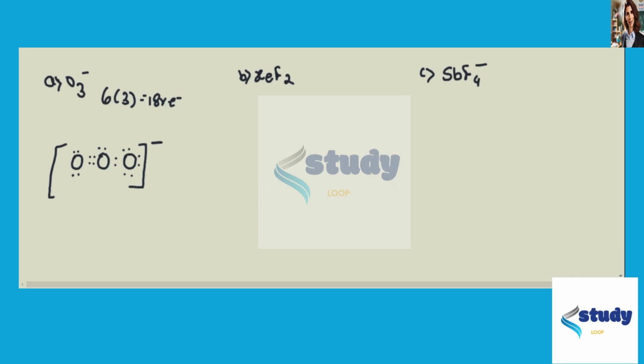Now for XeF2, let's do the XeF2 Lewis structure. Xenon on the periodic table has 8 valence electrons, plus fluorine has 7, although we have 2 of them, so we will multiply that by 2. That gives us a total of 8 plus 14 equals 20 valence electrons. So xenon is the least electronegative, it will go at the center, and we will put the fluorine on the outside.